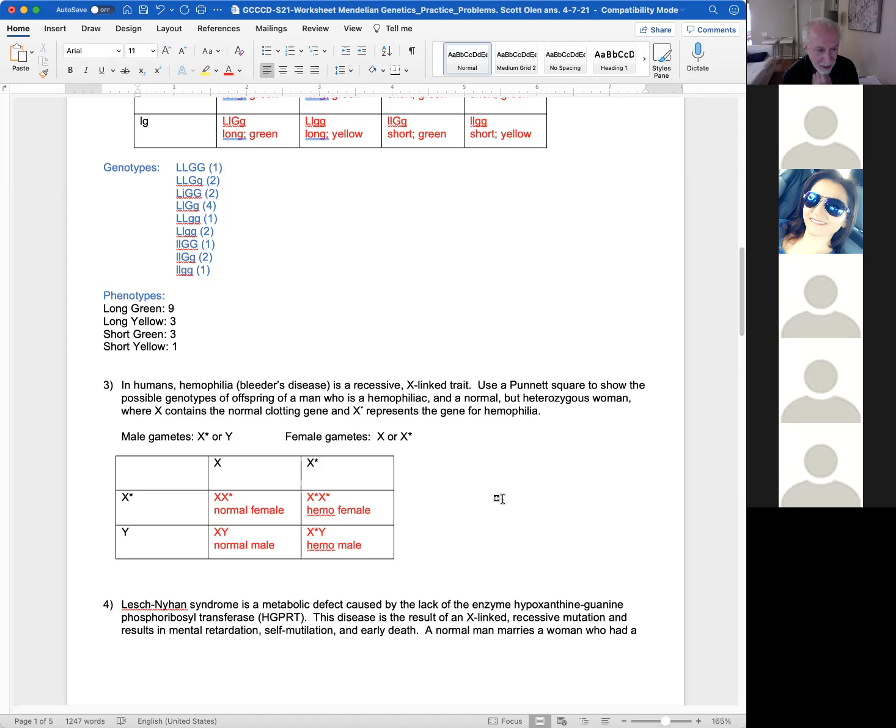Yeah, the question says that the woman is heterozygous. So that means she has a normal X and a mutant X. Okay, thank you. I was confused about the mother.